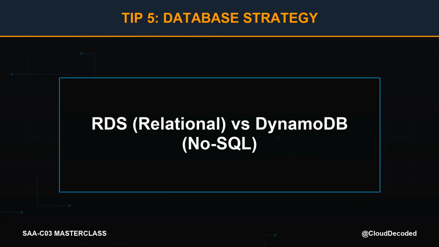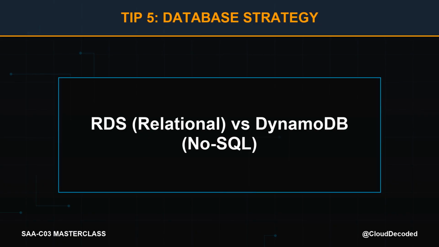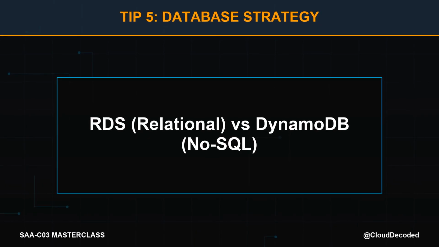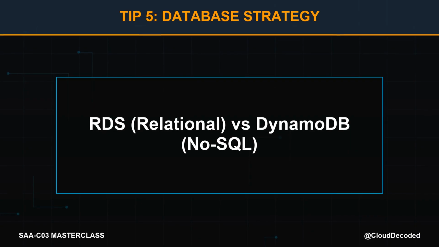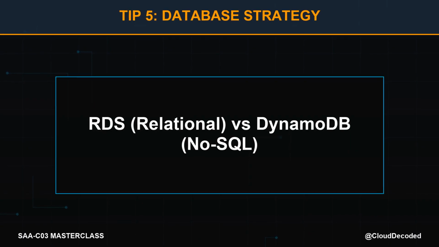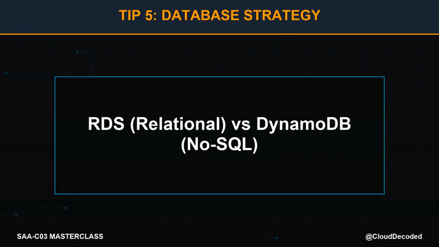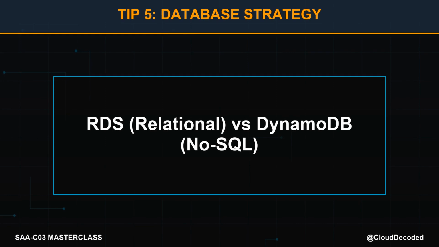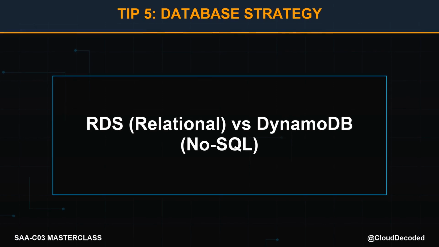Tip 4. The database decision. For traditional relational data needing SQL, complex joins, or transactions, choose RDS or Aurora. Aurora is AWS's cloud-native database. It's 5 times faster than standard MySQL and offers better replication.